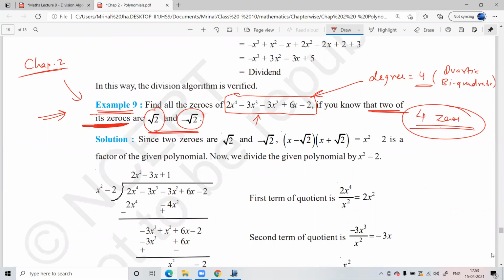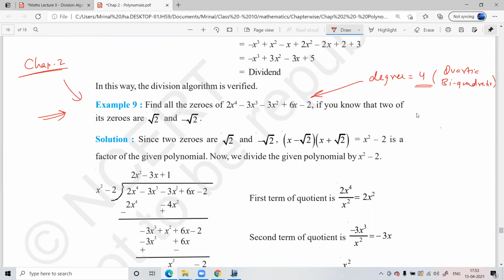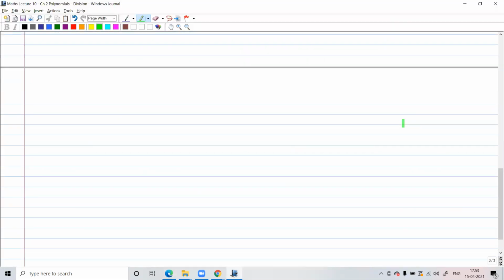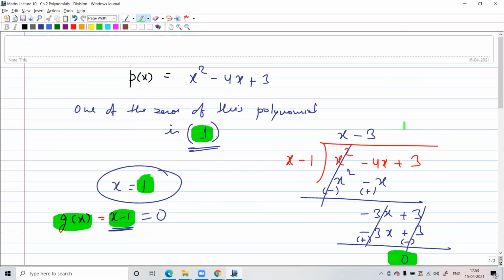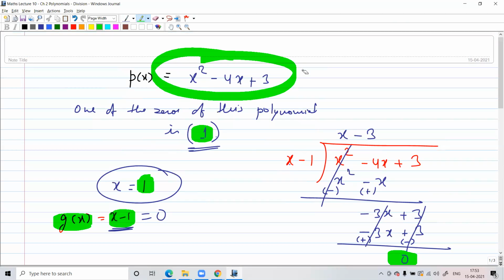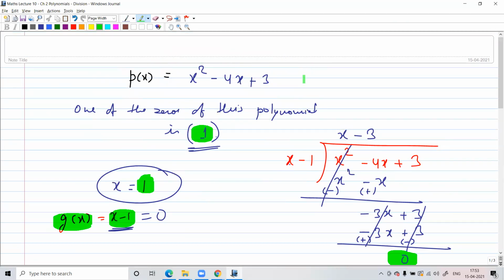Yeah. So the one which we solved, it was very easy. And actually that problem, because it was a quadratic problem, we could have solved it without doing all this division. We could have very simply used splitting the middle term, found the two factors, and found the two zeros. No problem there, right? We know how to do factorization for quadratic polynomials like this.